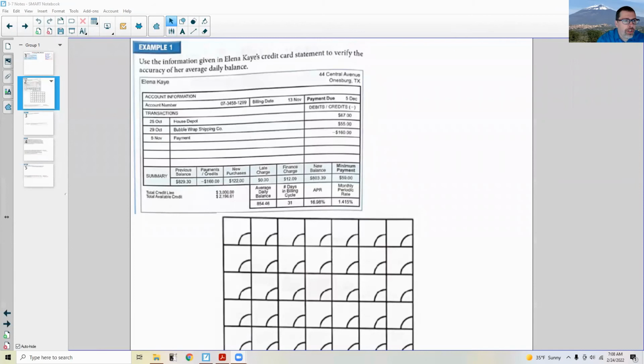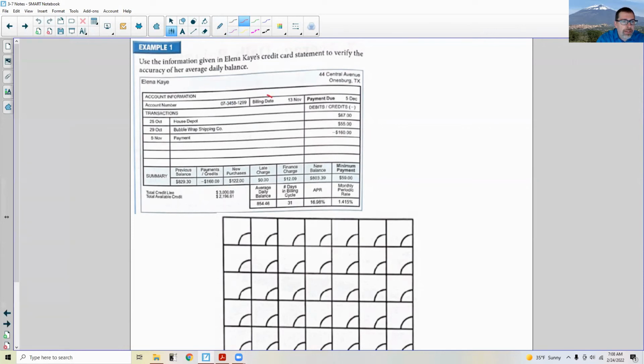So we're just going to jump right into example 1 here, and it says use the information given in Elaine K's credit card statement to verify the accuracy of her average daily balance. Let's take a quick look at this. There's her name, her address, account information, her account number, billing date. Here's the billing date. That was one of the definition words. That's the date this bill was printed and sent out to her.